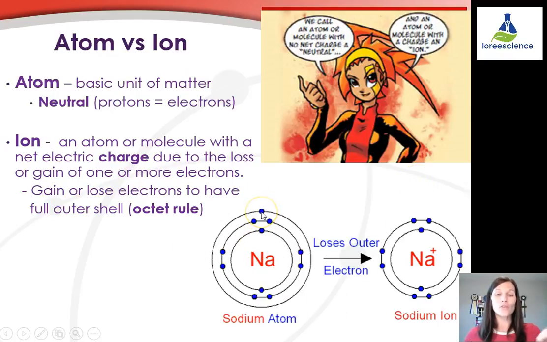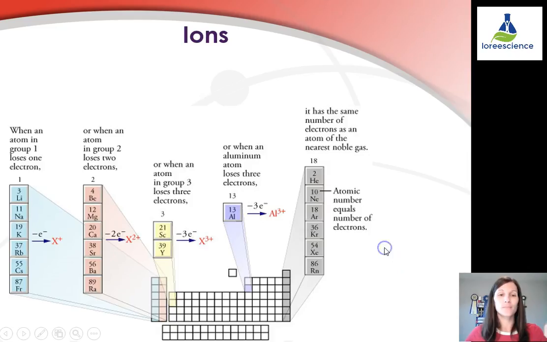So we have a sodium atom. Notice it has 1 electron in its outer shell. It will lose that 1 electron. It donates it to another atom elsewhere. And it now has a full outer shell. But because it lost 1 electron, it has an overall +1 charge.